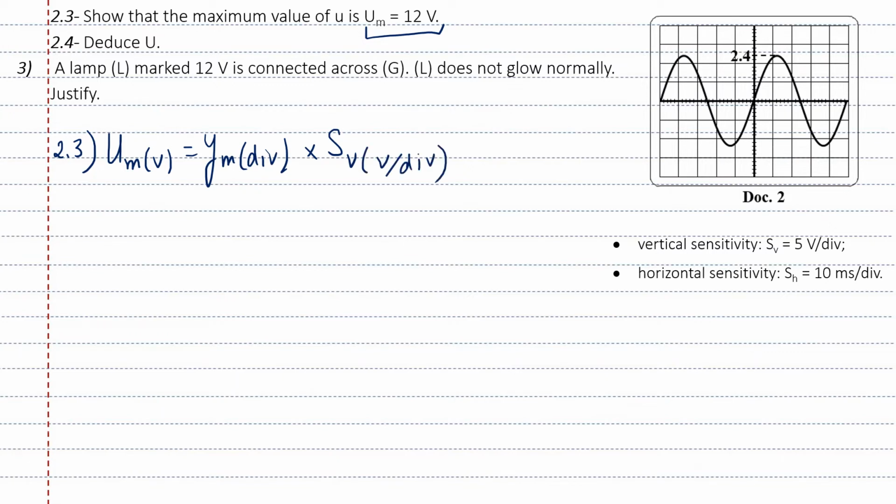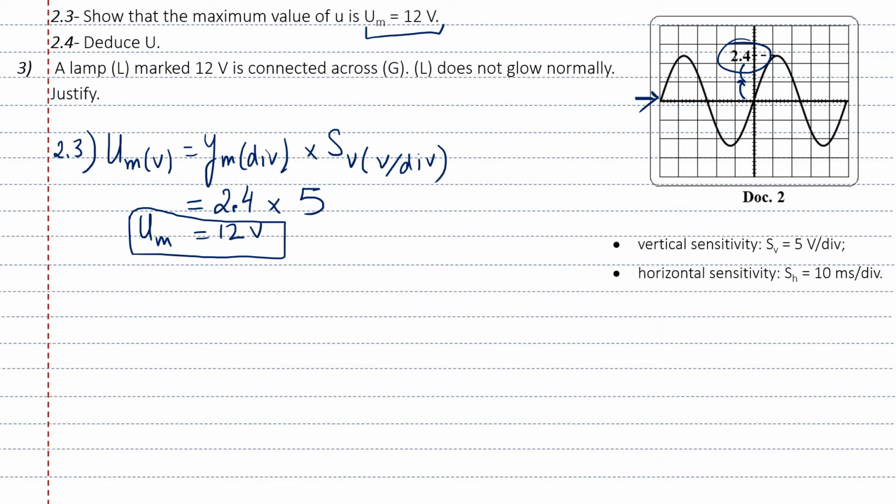Now counting Y, we start from the axis because they have set the 0 here. And we count 1, 2, you know what? It's given, 2.4. So I don't need to worry about it. 2.4 multiplied by sensitivity 5 equals 12 volt for U max. Okay, that's it. Don't forget units.